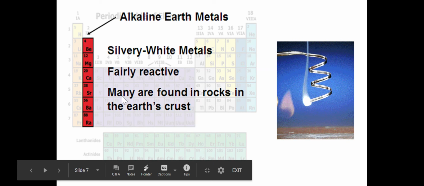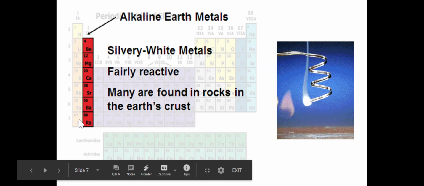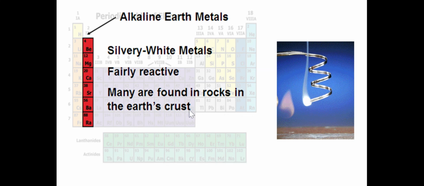The second group is called the alkaline earth metals. They're also metals, they're shiny, and they are reactive, but not as reactive as the first group. The reason we call them earth metals is that many of them are found in rocks in the earth's crust. Here's a burning of magnesium. It's a very bright flame. We normally show that in the lab.